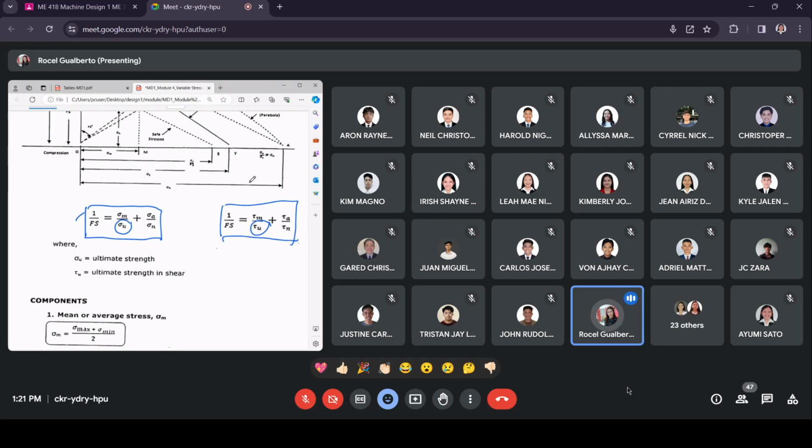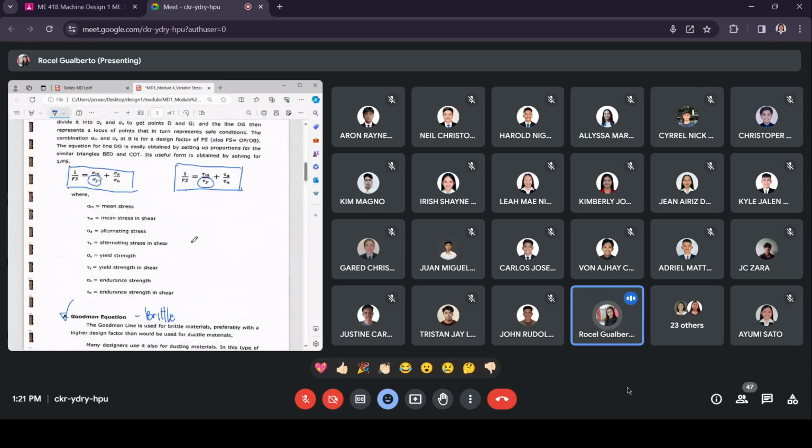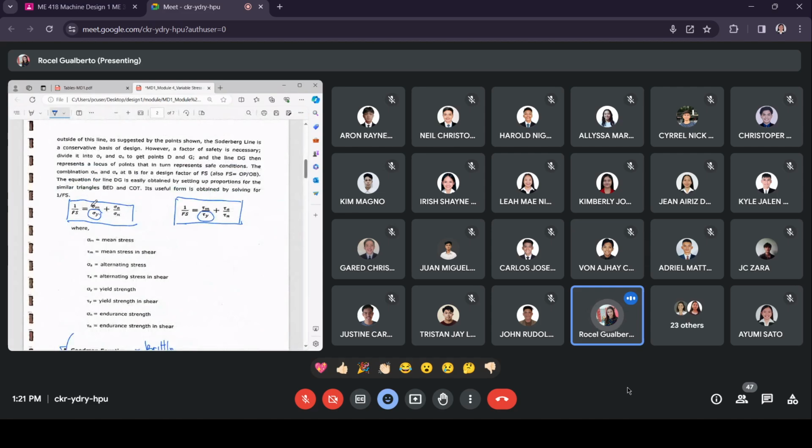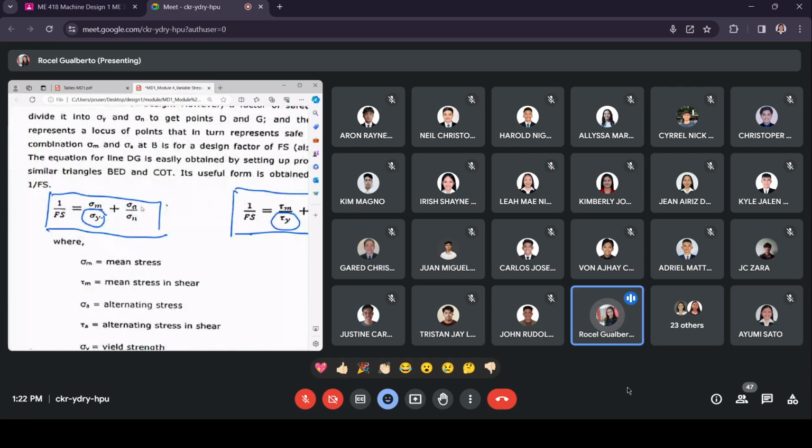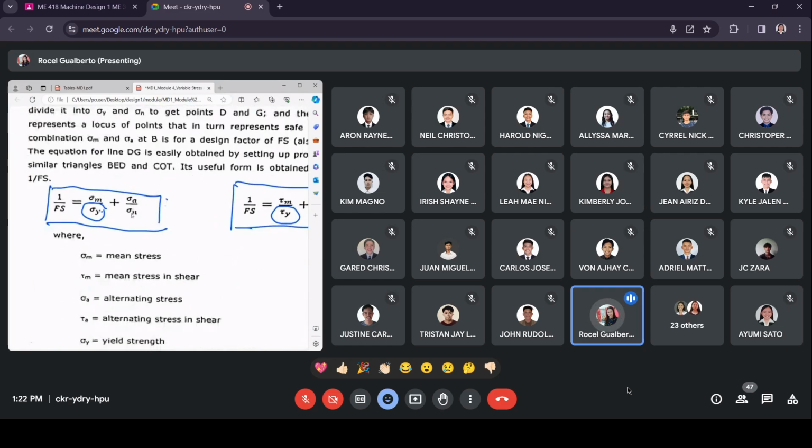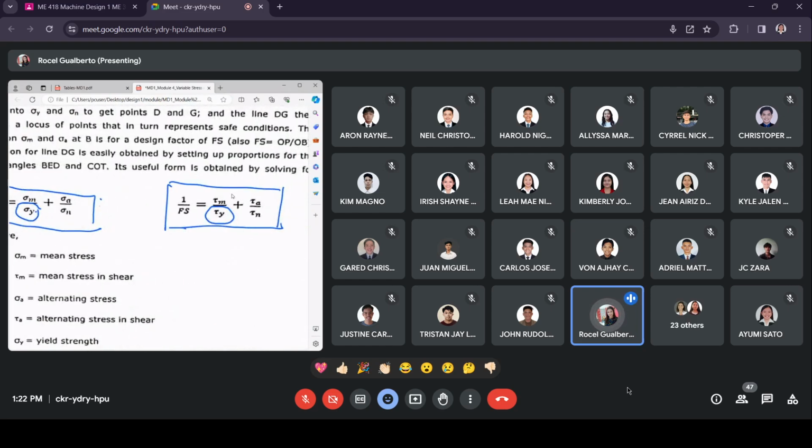As you can see, both Soderberg and Goodman have two forms. This one is in the form of sigma, and the other one is in the form of tau. Let us see also that of the Soderberg. For Soderberg, you have this: an equation in the form of sigma and another equation in the form of tau. Again, you have to choose between the two. Soderberg and Goodman is based on the type of material, whether ductile or brittle.